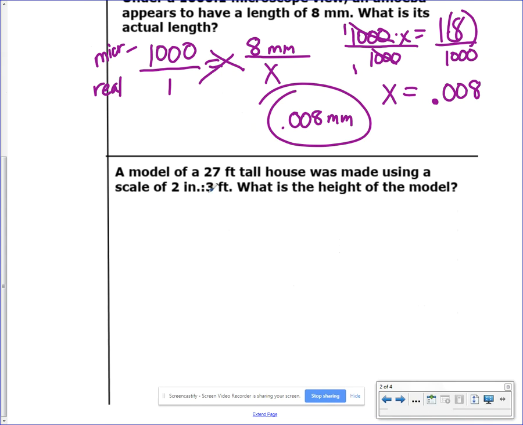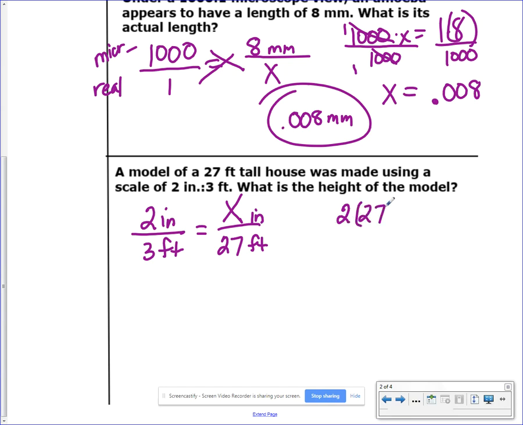Next one. A model of a 27-foot house was made using a scale of 2 inches is to 3 feet. 2 inches is to 3 feet. Inches to feet must equal inches to feet. The real house is 27 feet tall. What is the height of the model? Boom, there we go. Go ahead and use your cross products for the proportion. 2 times 27 has to equal 3 times x.